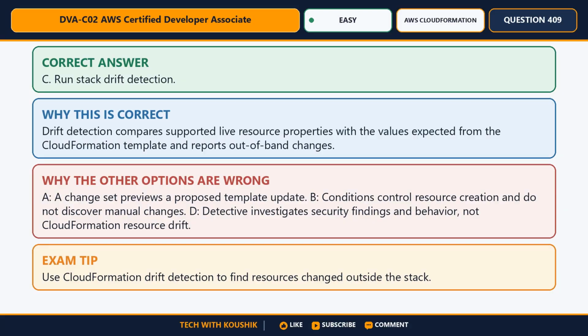The correct answer is C, run stack drift detection. Here is why. Drift detection compares supported live resource properties with the values expected from the CloudFormation template and reports out-of-band changes. Why are the other options not correct? A, a change set previews a proposed template update. B, conditions control resource creation and do not discover manual changes. D, Detective investigates security findings and behavior, not CloudFormation resource drift. Exam tip. Use CloudFormation drift detection to find resources changed outside the stack.